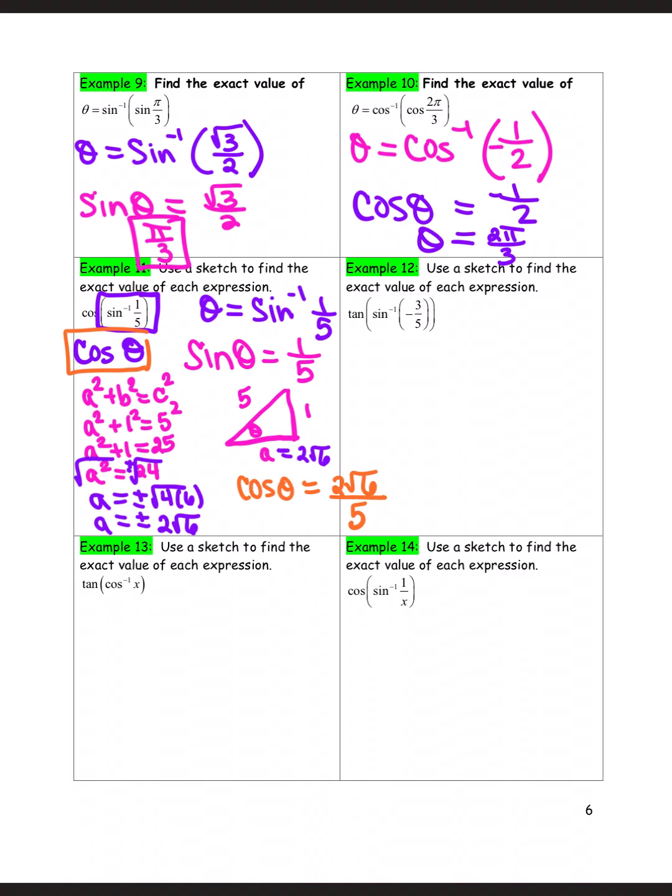Example 12, we're going to use a sketch to find the exact value. So once again, first I'm going to say that tan of theta is sine inverse of negative 3/5. So I'm going to set up that theta. I'm substituting that theta is sine inverse of negative 3/5. Remember, sine can only be in quadrant 1 and 4. In quadrant 1, it's positive. In quadrant 4, it's negative for the inverse function. So in this case, I'm in quadrant 4, so I'm going to set it up in quadrant 4. So we have that sine of theta equals negative 3/5. I'm setting this up in quadrant 4.